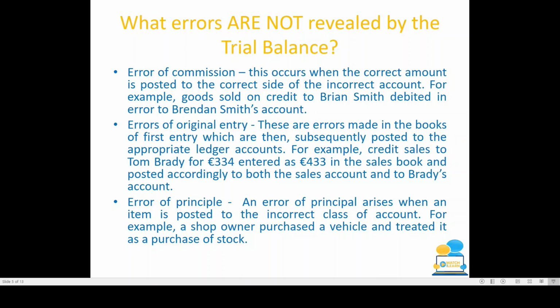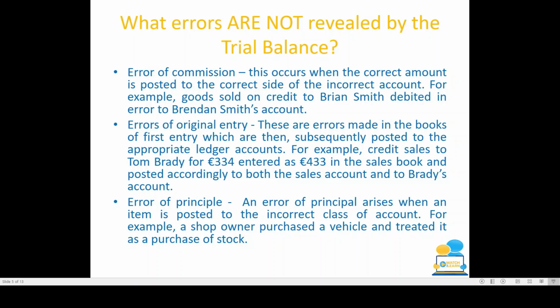So error of commission. This occurs when the correct amount is posted to the correct side of the incorrect account. So it's the correct amount and it's the correct side, but just the wrong account. So for example, goods sold on credit to Brian Smith, debited in error to Brendan Smith's account, so placed in the wrong account.